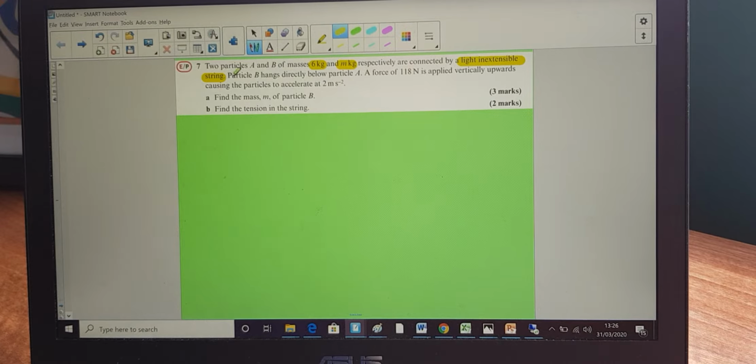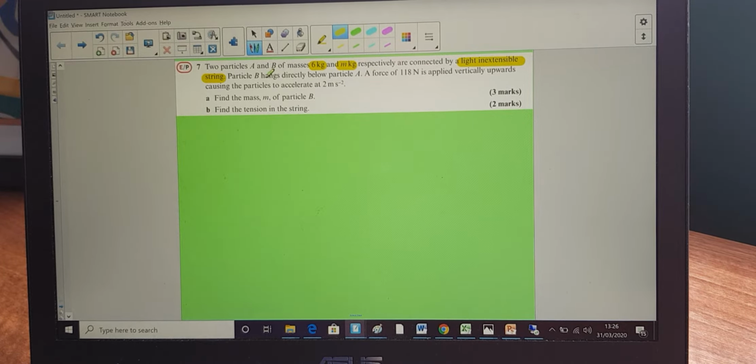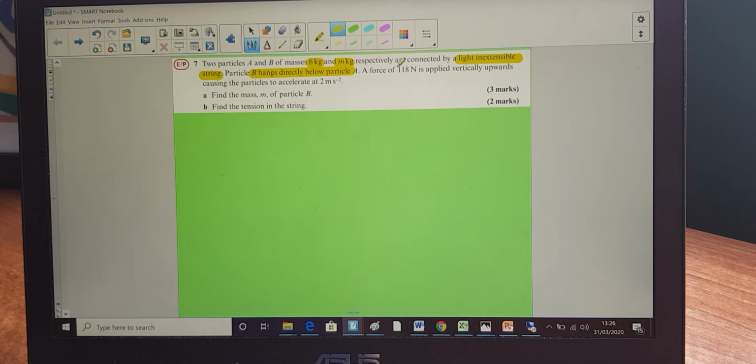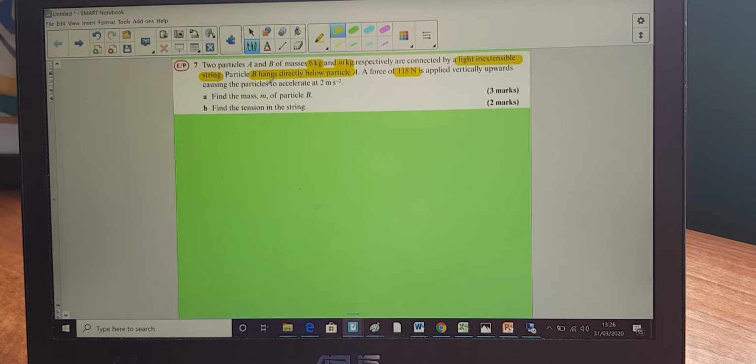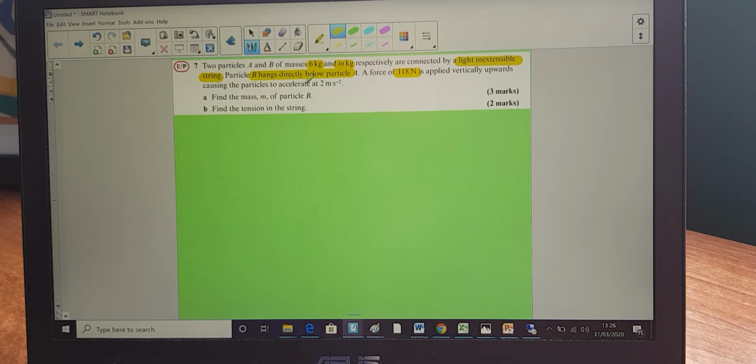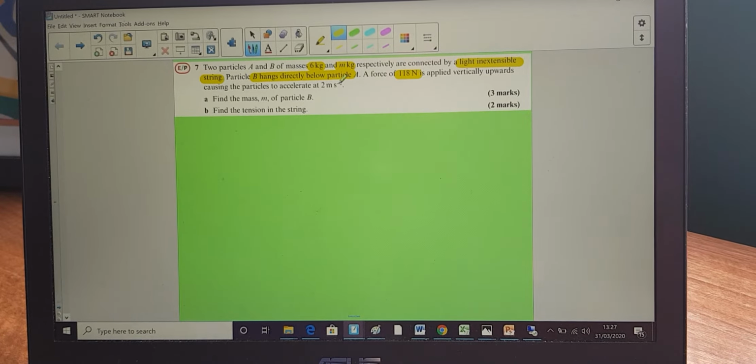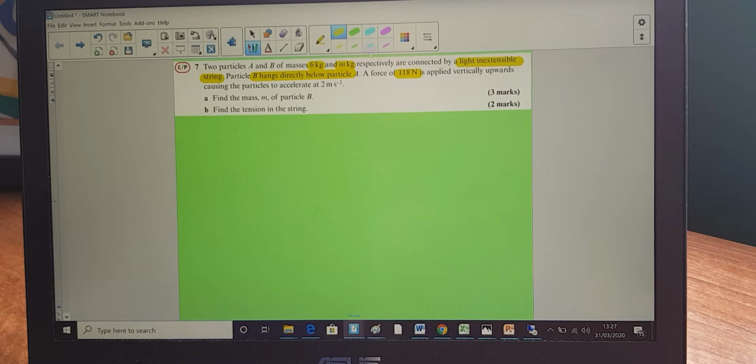Particle B hangs directly below A, and a force of 118 newtons is applied vertically upwards, causing the particles to accelerate at 2 meters per second squared. That makes sense, that they'll be moving at the same acceleration because they're connected, aren't they?